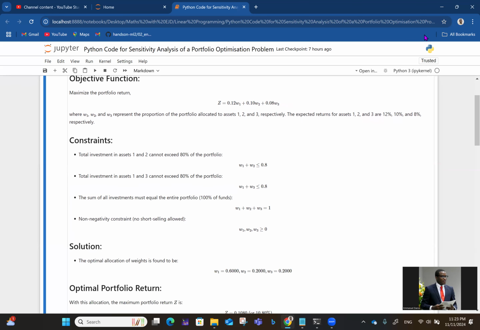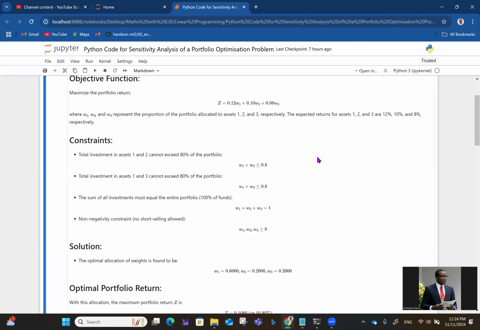So you have the objective function there, which is z equals 0.12 W1 plus 0.10 W2 plus 0.08 W3, all of that added together. W1, W2, and W3 are the proportion of the portfolio allocated to assets 1, 2, and 3 respectively. And as you can see, the expected returns for assets 1, 2, and 3 are 12%, 10%, and 8% respectively. Then you have the constraints.